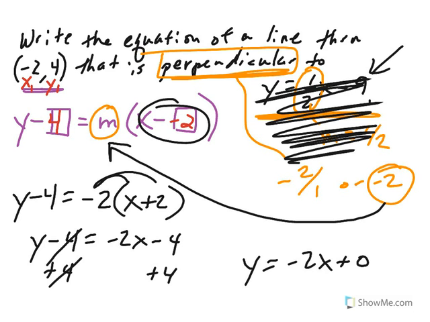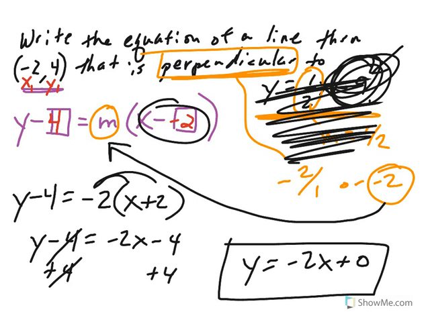Is it okay to have a plus 0? Yeah, it just means it goes through 0 as its y-intercept. There's my equation. Do you see a 9 anywhere in the answer? No. Okay, that 9 is completely arbitrary. It has no meaning to what you're trying to do.